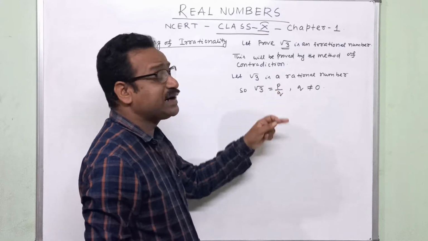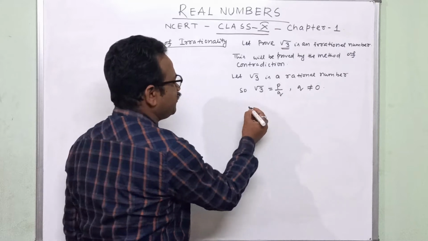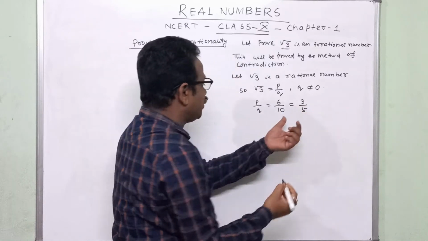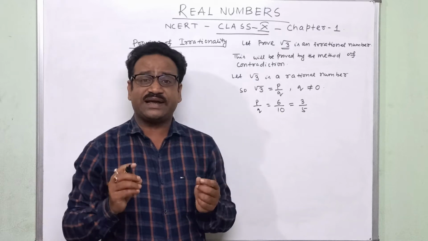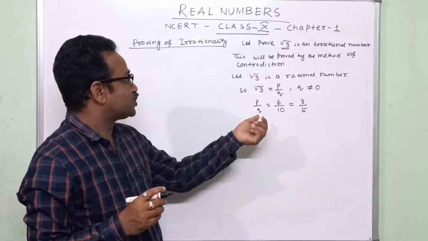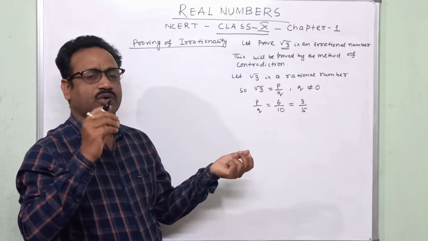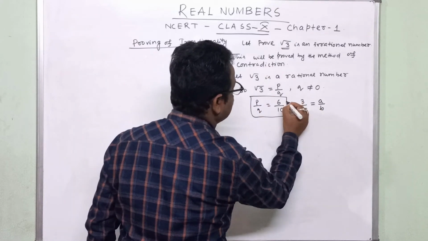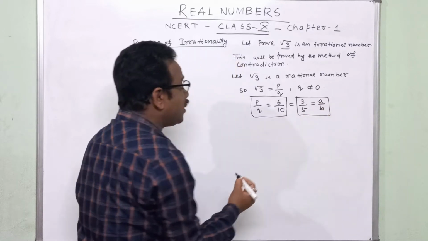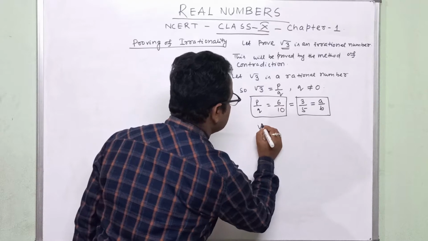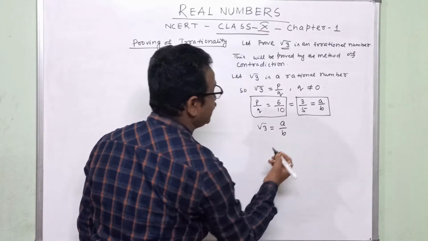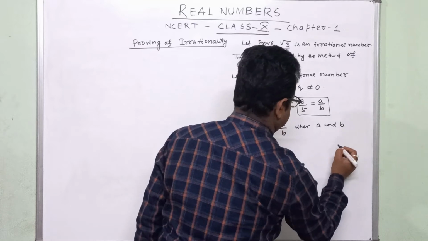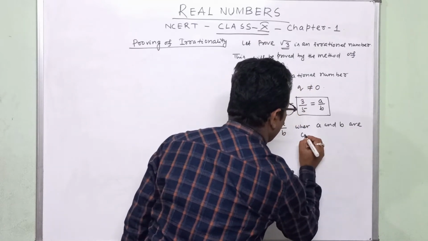Now if P and Q have some common factors, let's say P by Q is equal to 6 by 10, that is equal to 3 by 5. We know P by Q should be expressed in its lowest terms. So by reducing it to its lowest terms, we will get A by B. Now P by Q is equal to 6 by 10 and A by B is equal to 3 by 5. Now we will write root 3 is equal to A by B, where A and B are co-prime.